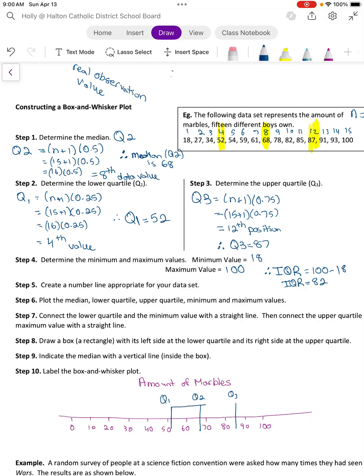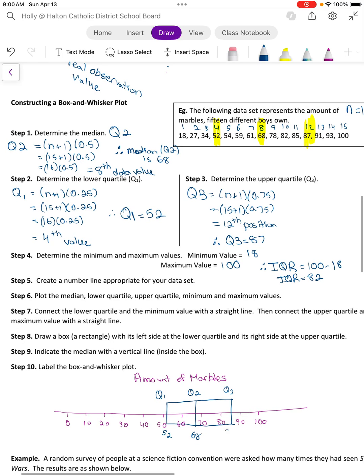I'm going to create a little box here. That's my box. I'm also going to label the values underneath so I know what they are. Q1 is 52. Median is 68. Q3 is 87. And then I'm going to create my whiskers. My max value goes to 100, that is my max, and my lower goes to 18.